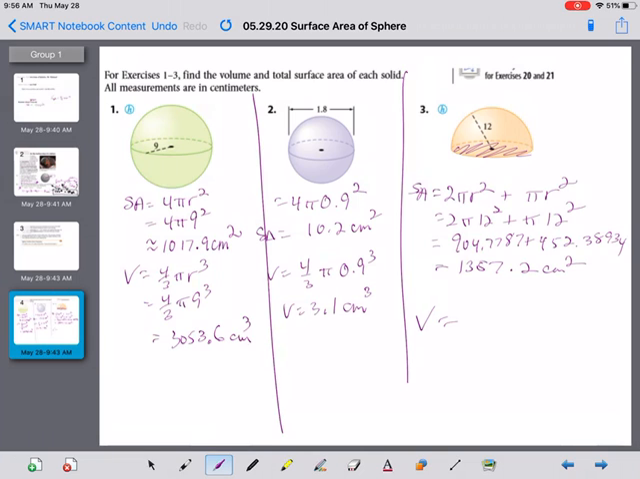And then the volume is a hemisphere, 2/3 pi r cubed. So 2/3 pi 12 cubed. 3619.1 centimeters cubed.